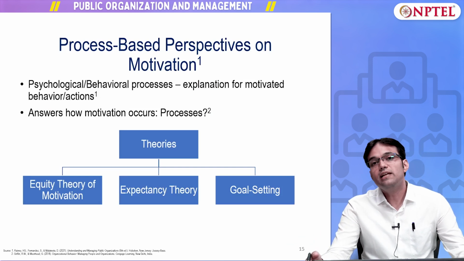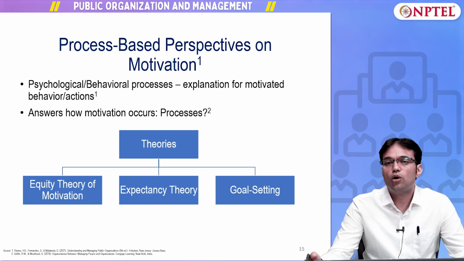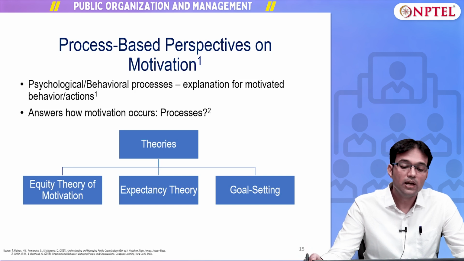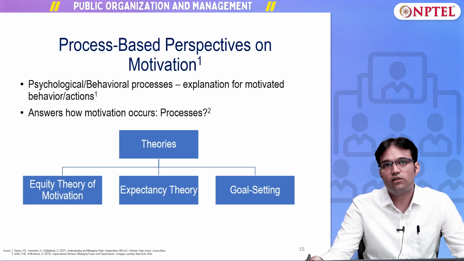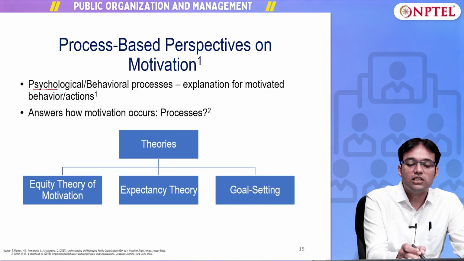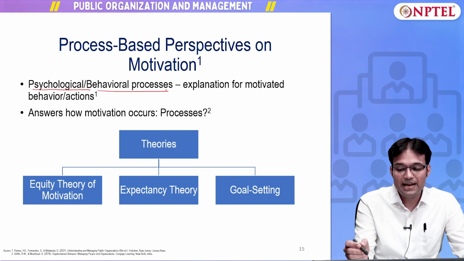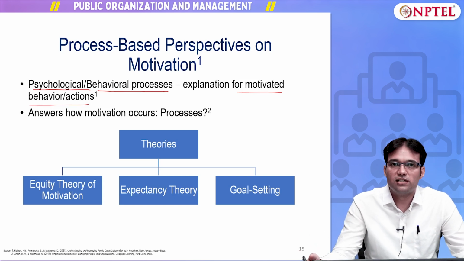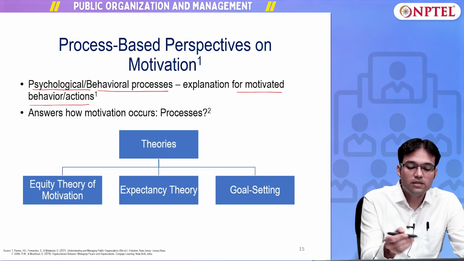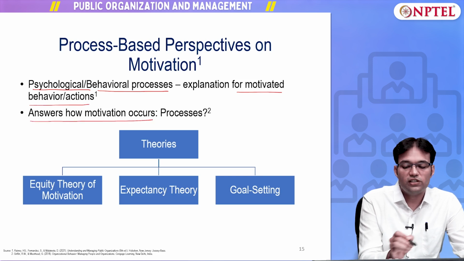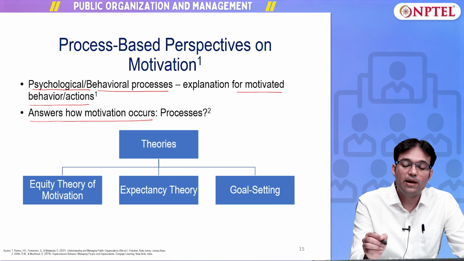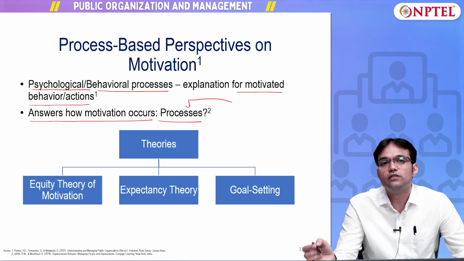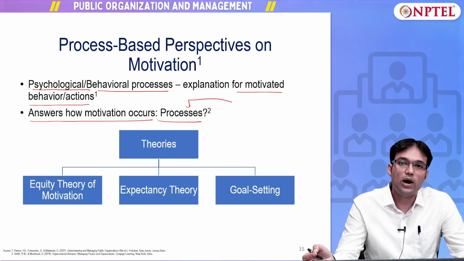Okay. Now, where need-based perspectives talk about unmet needs or need deficiency leading to desired behavior and actions, according to the process-based perspective on motivation, there are psychological or behavioral processes which explain why people are motivated to behave or express the actions which are required. Now, these perspectives answer how motivation occurs. Okay, there it was why motivation occurs, here it is how motivation occurs. The motivation occurs because of the processes followed by the organization. There it was why.